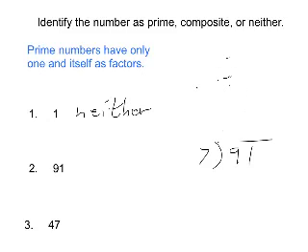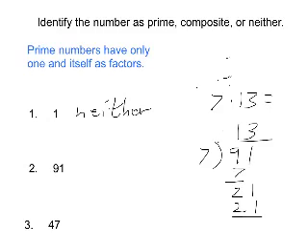Okay. 7 into 91. 7 into 21 is 3. So it has factors. 7 times 13 equals 91. 91 is a composite.